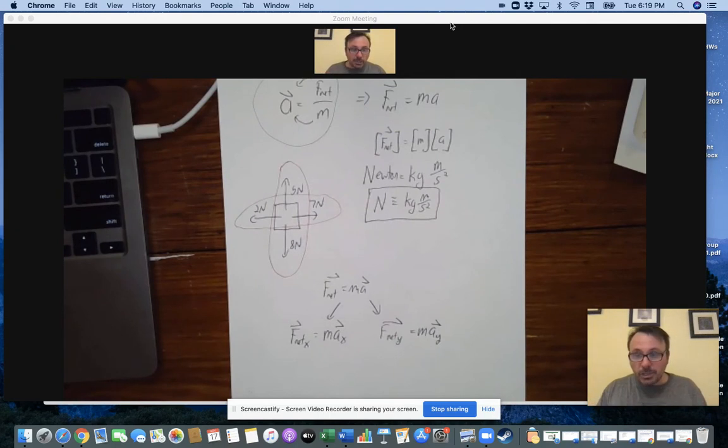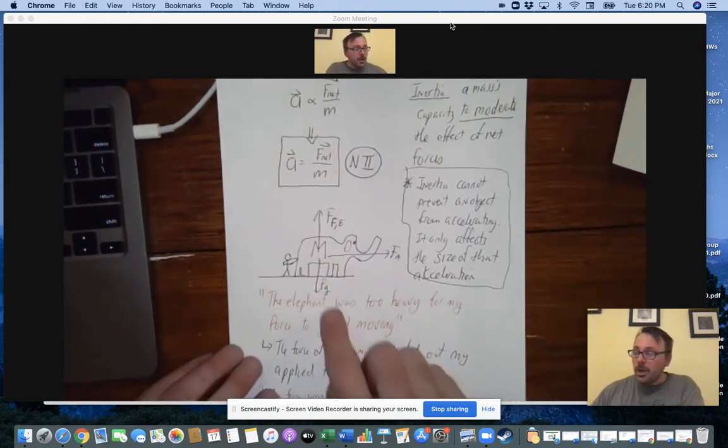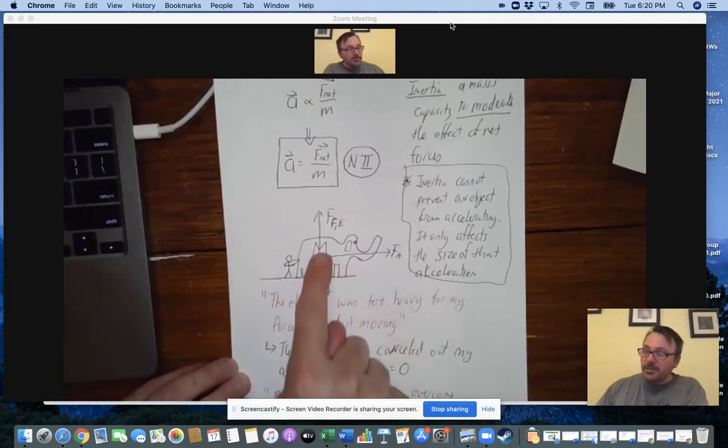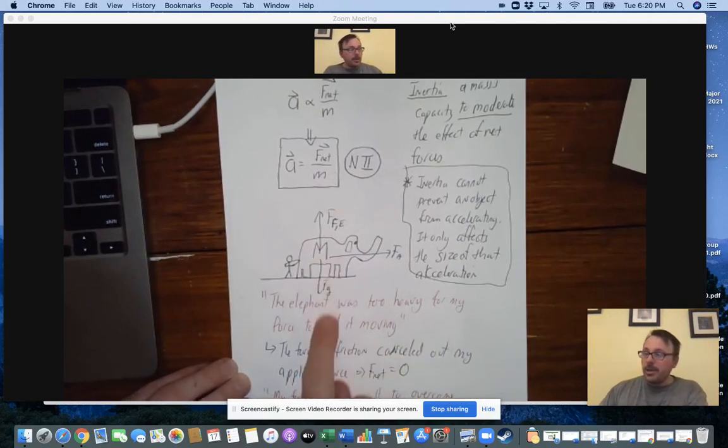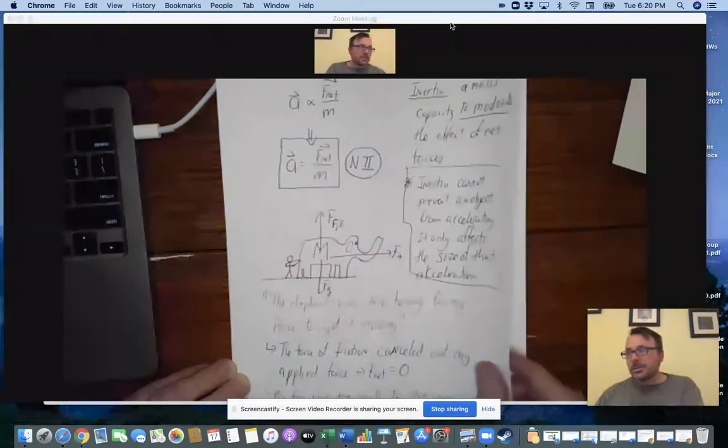If I push you to the left, you don't move downwards. If I lift you upwards, you don't move to the right. Forces along the vertical affect accelerations along the vertical. Forces along the horizontal affect accelerations along the horizontal. That's why in this case, with the elephant, we couldn't say it's too heavy, because the force of gravity here acts vertically, could never cancel out in a vector sense my horizontal force, right?